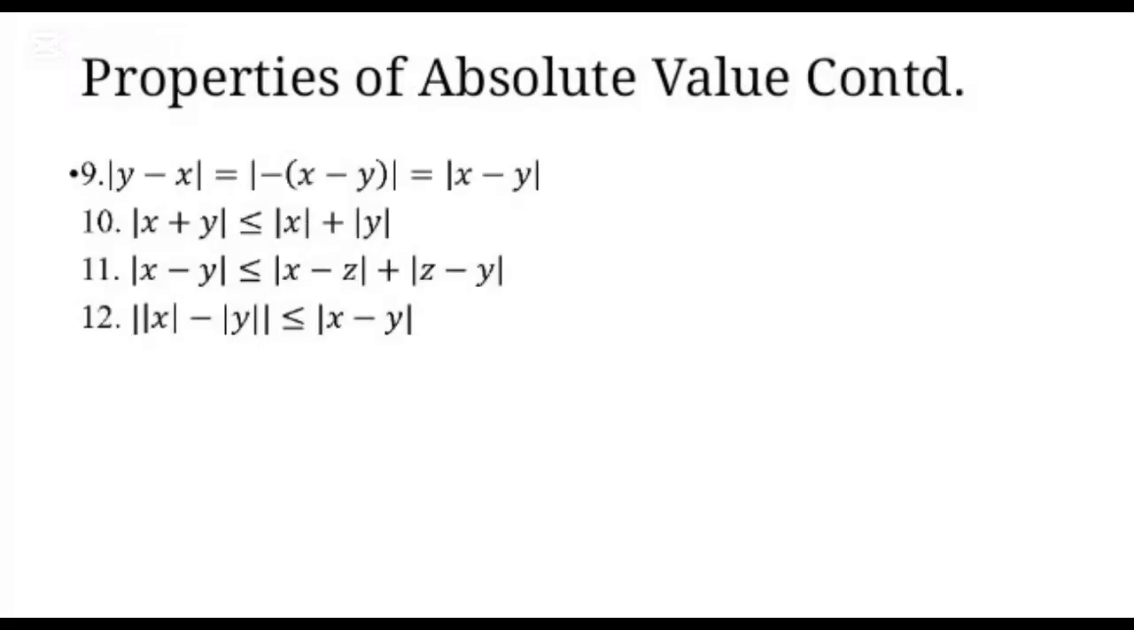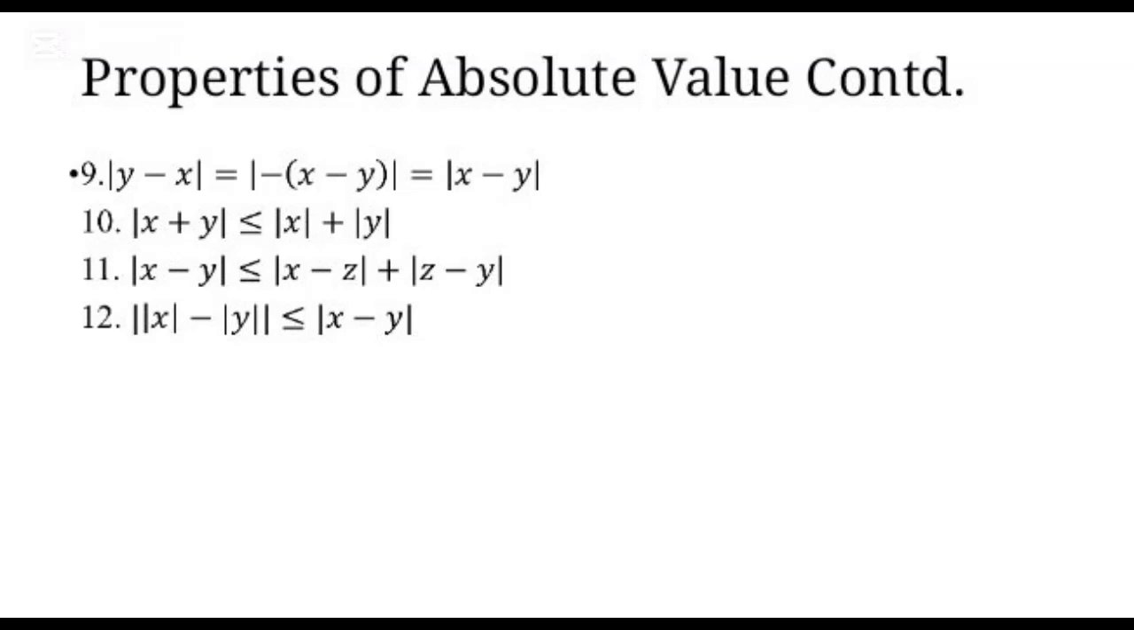9. The absolute value of a product is equal to the product of the absolute values. 10. The absolute value of a division is equal to the division of the absolute values. 11. The absolute value of a sum is less than or equal to the sum of the absolute values. This is known as the triangle inequality, and it's very important in analysis and geometry.